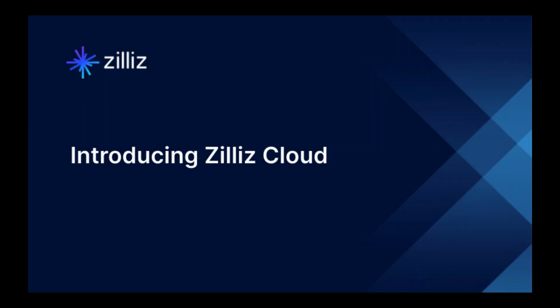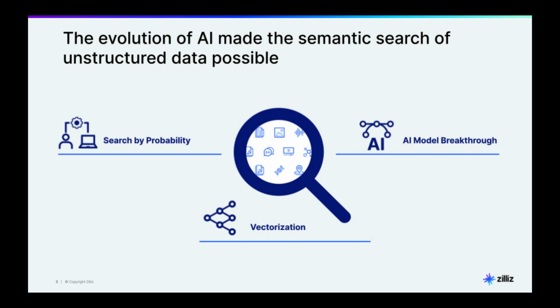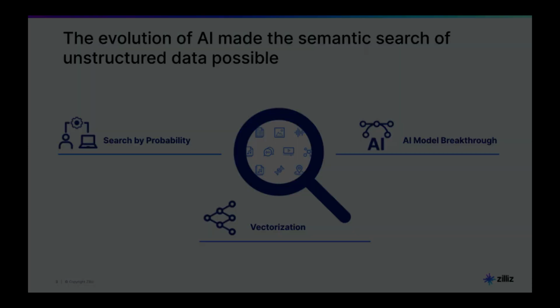Welcome to an introduction to Zilliz Cloud. Zilliz Cloud, built on the robust open-source Milvus vector database, empowers you to extract valuable insights from your unstructured data. The magic lies in the evolution of neural networks, enabling you to grasp the semantic meaning of data by transforming unstructured information into vector embeddings.